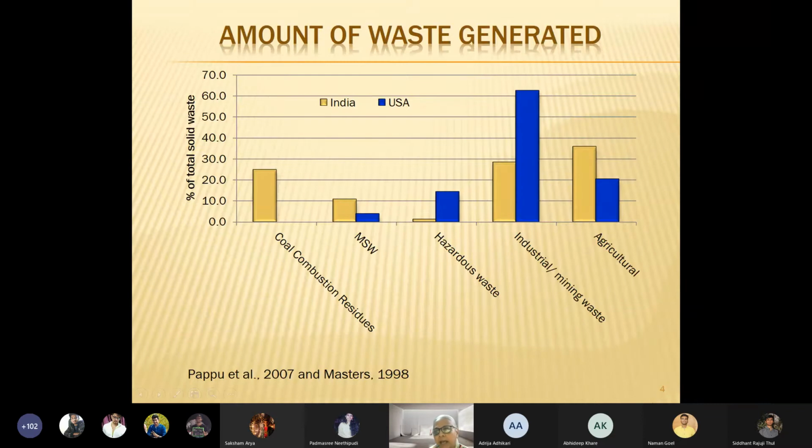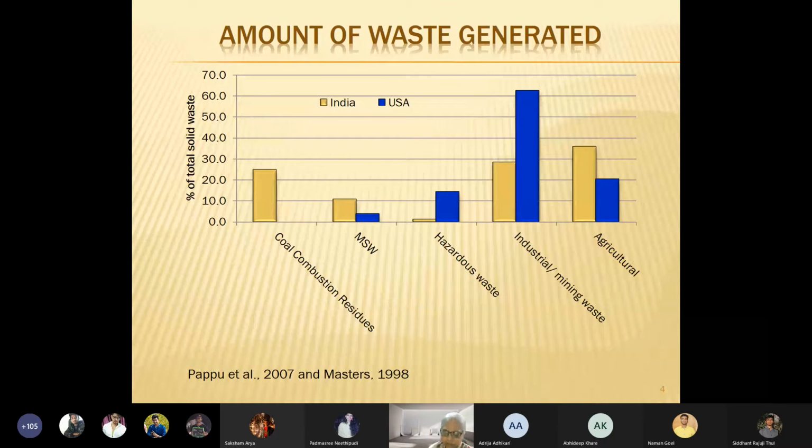Okay. And when you look at agricultural waste in India, it is about 35% of the total solid waste. If you compare with a developed country like the US, about 20% of their total waste is agricultural waste. Then we come to another huge category, and that is coal combustion residue. Coal combustion residue is nothing but a technical name for ash coming from thermal power plants. More than 50% of our electricity generation is based on coal powered thermal power plants.